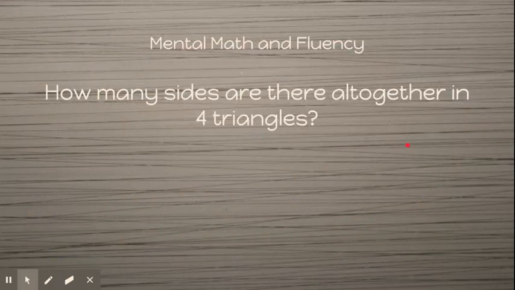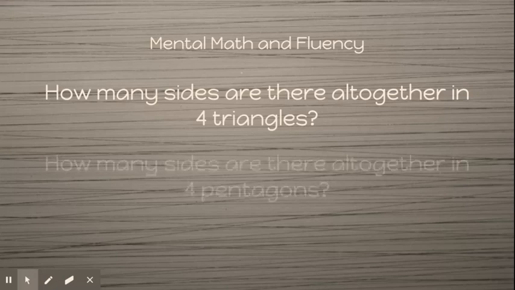All right, I want you to solve these problems. How many sides are there altogether in 4 triangles? You should have answered 12 because a triangle has 3 sides. So if I have 4 of them, I would have 4 times 3. I can count by threes, 4 times 3: 3, 6, 9, 12 to get 12 sides.